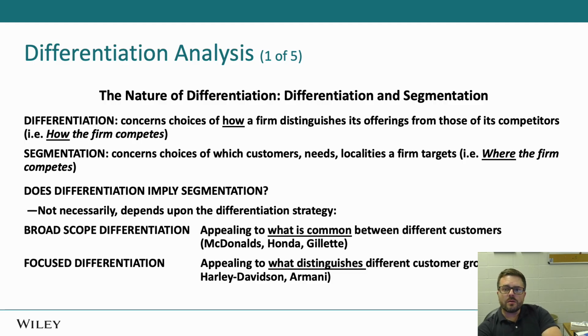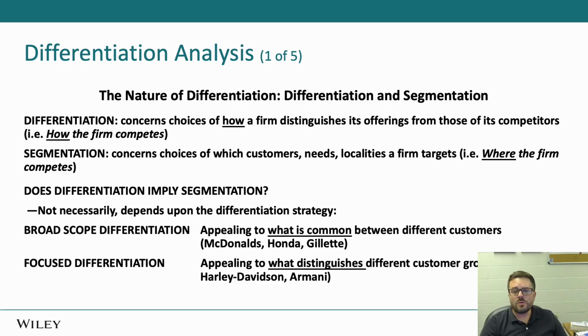Looking at differentiation now, when we start thinking about differentiation, sometimes but not always that might imply segmentation. But they are two different things. Differentiation is about how we're going to be different and offer something unique with respect to our competitors. Segmentation says, who or where are we going to sell this product? And as mentioned when we were looking at the generic strategies, we can have either broad scope or focused scope, and they have some examples here.